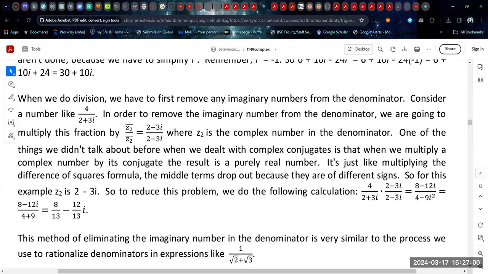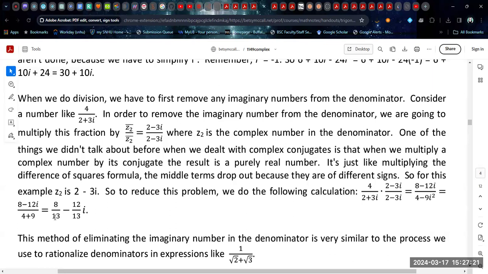And so 2 times 2 is going to give me 4. 3i times minus 3i is minus 9i squared. But i squared is minus 1. So minus 9 times minus 1 is going to give me plus 9. And then I can just add these together and get 13.